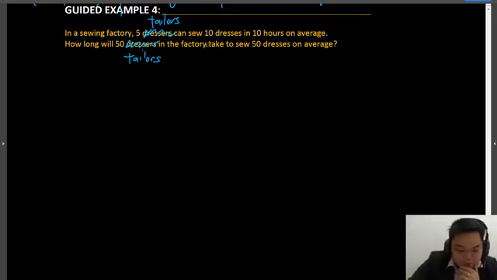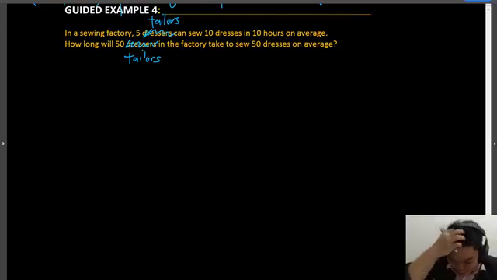Now there is a fundamental way to do this, and there is also a shortcut. Let me explain the shortcut because it's very much intertwined with the fundamentals. In a sewing factory, 5 tailors can sew 10 dresses in 10 hours on average. How long will 50 tailors in the factory take to sew 50 dresses on average? So you see how that comes out a lot more clearly.